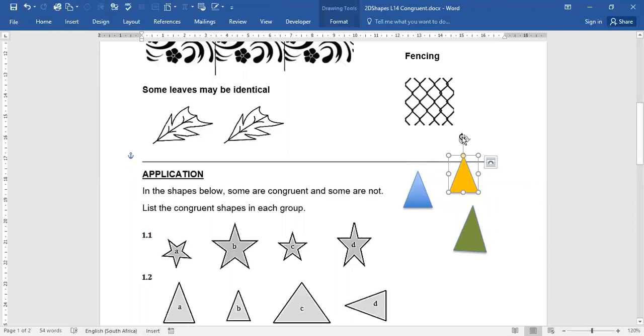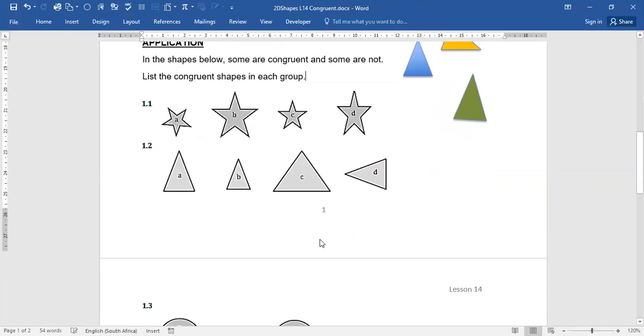So congruent shapes may not be placed the same. You need to see if the shape can be moved around, turned around, and if they will fit exactly on each other. When they fit exactly on each other, then they are congruent. So you need to check which shapes will fit exactly on each other. Similarly with 1.2, you'll see which two triangles are congruent.